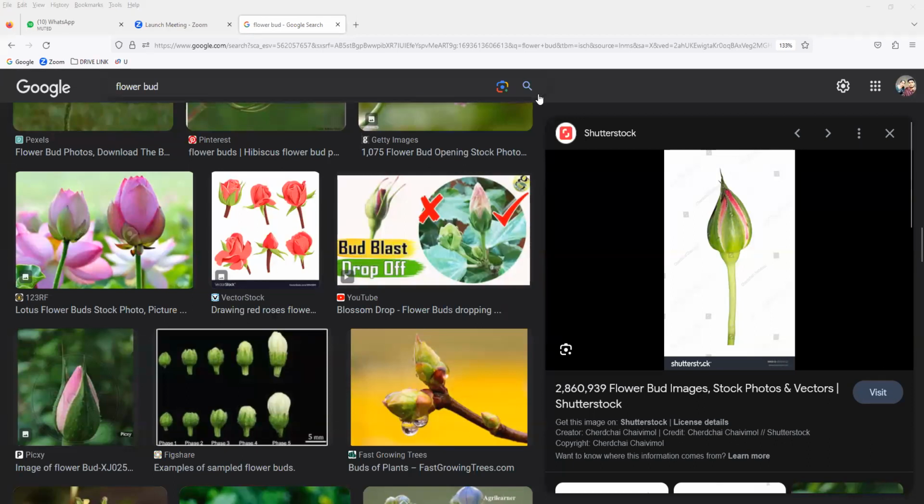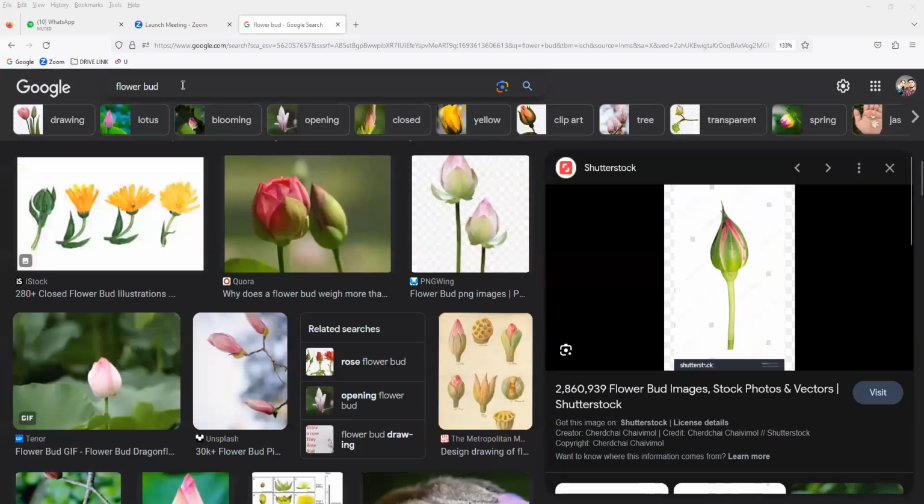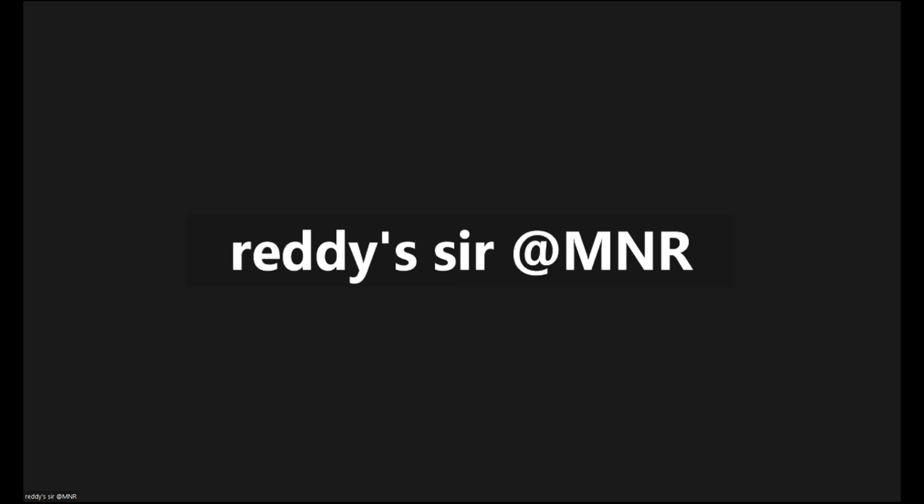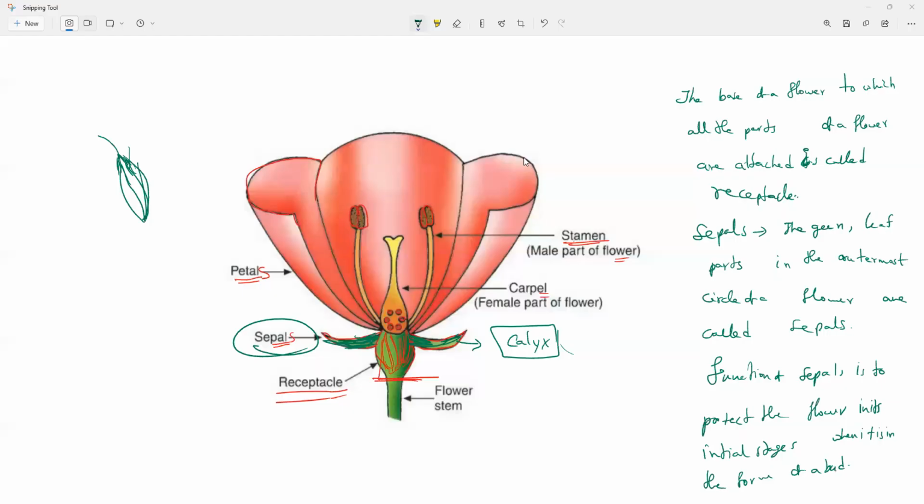Next one, petals. We all know what petals are. The most attractive part of the flower, which helps the flower in fertilization. That is the importance of petals.